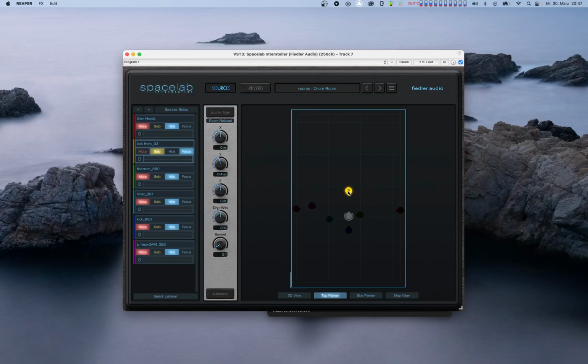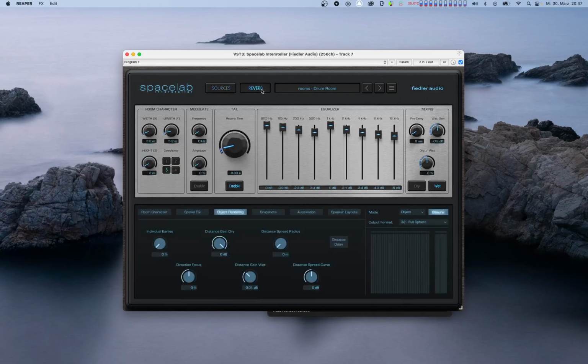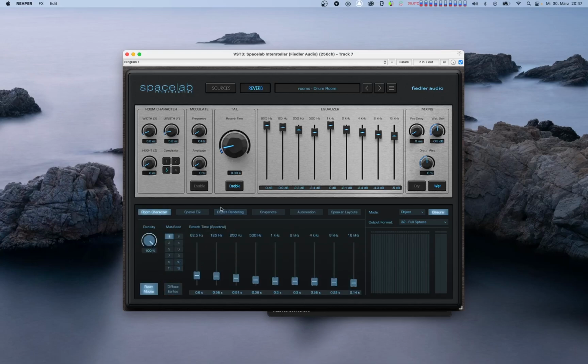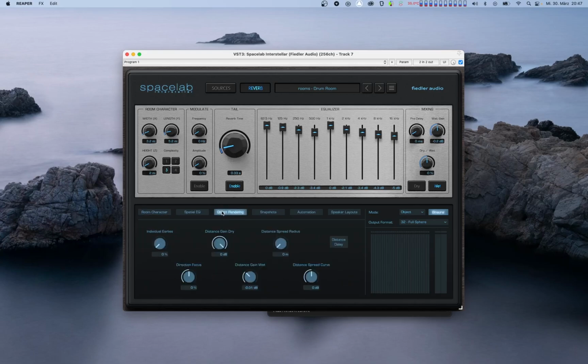The next parameter is direction focus. It's important to mention here that the diffuse earlies button on the room character tab has to be switched off if you plan to use direction focus, because these two things work in opposite directions. Diffuse earlies enhances spatial distribution of the early reflections, while direction focus emphasizes early reflections in the direction of the objects, thereby reducing their spatial distribution. Please have a look at our reverb parameters tutorial for more details about diffuse earlies. There's a link in the description.